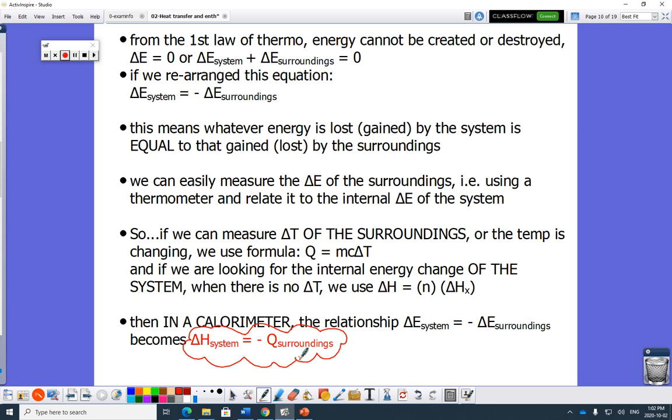If you keep the negative sign here, and you do your math correctly, like final minus initial temperature, then your answer should have the correct sign. If the system is an endothermic process, your answer will come out positive. If your system is an exothermic process, it'll come out negative.